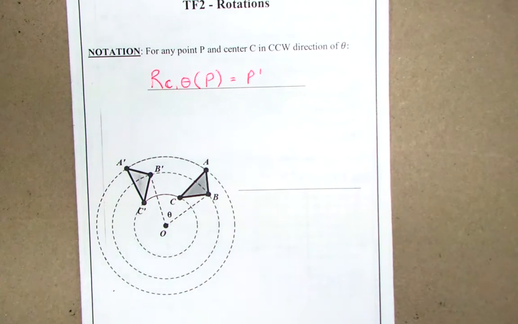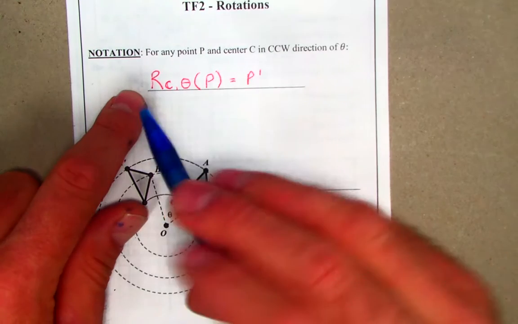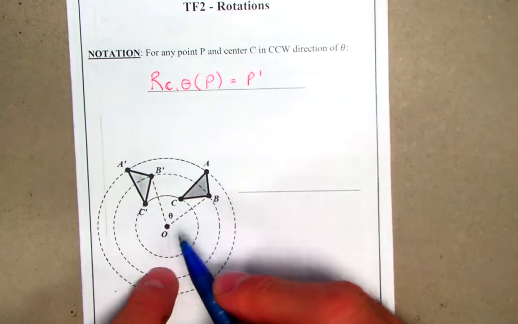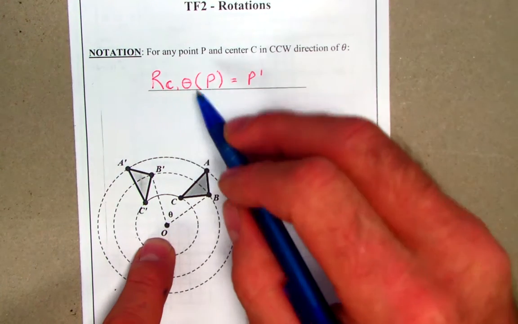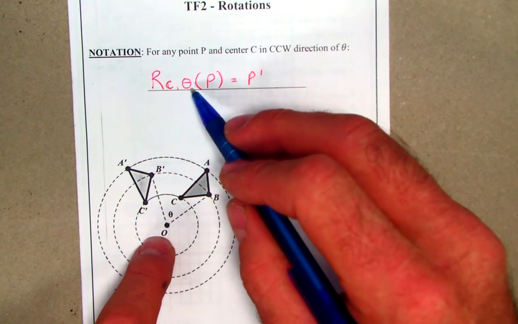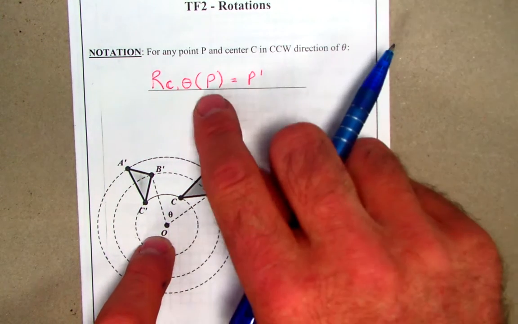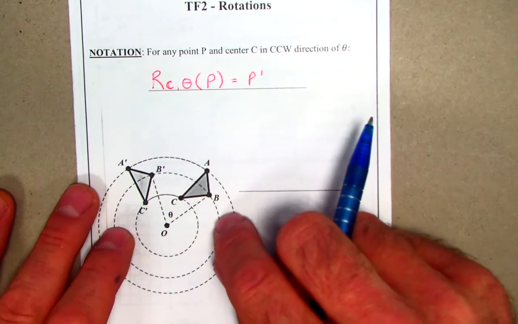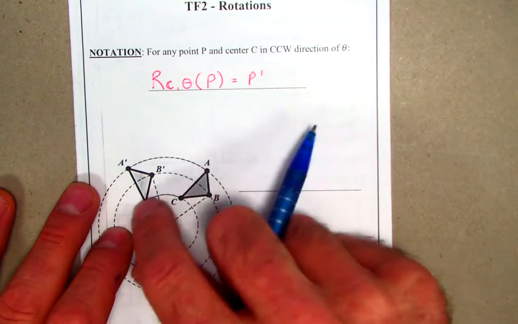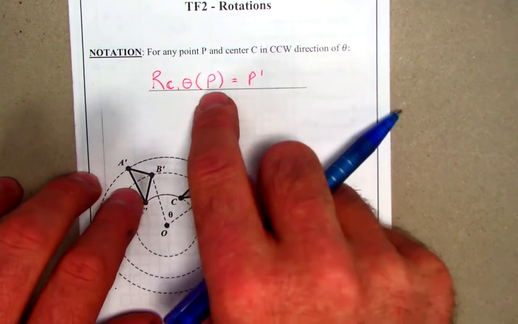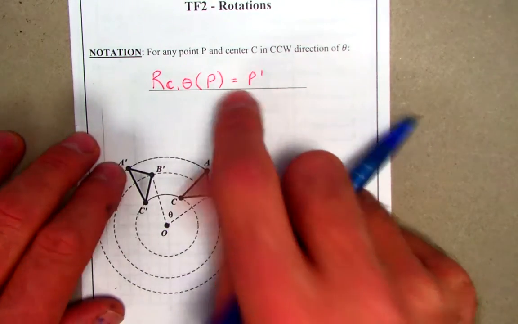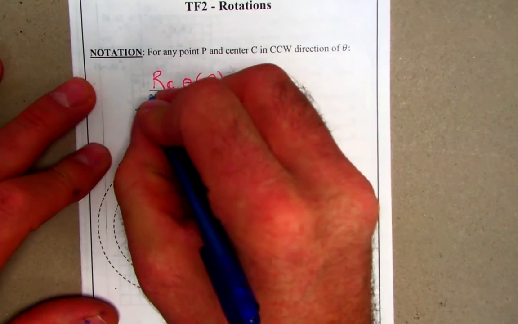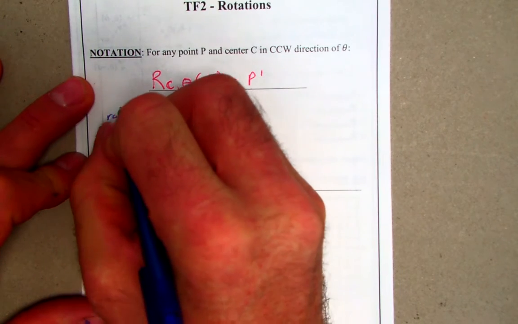Okay, so there's all these parts. This is the name. C is the center that you're rotating around, so this is a different example. But C is the center. Theta is the degree that you're rotating. P is the original point, or your pre-image, and then P prime is your image. So it's like you're inputting this point into this rotation, and out comes the new point. So R just means rotation. Capital R means rotation.